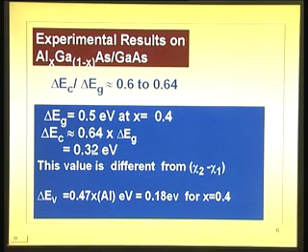So, delta E c is this. Now, this value is different from chi 2 minus chi 1. Chi 2 minus chi 1 is quite different from this. Also, they have seen that delta E v obeys the formula 0.47 times x of aluminum. So, x is 0.4, you get 0.18. So, 0.18 plus 0.32 is 0.5, which is that.